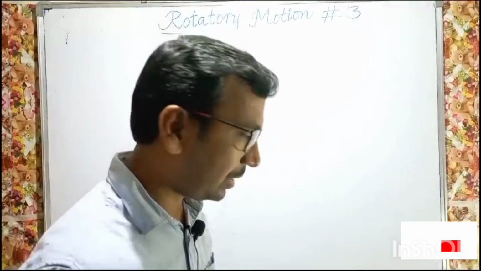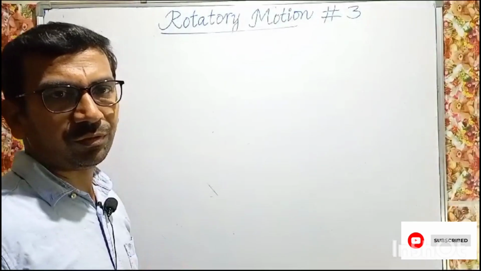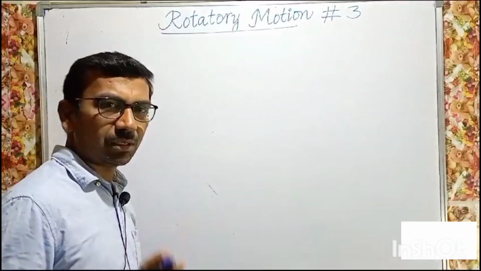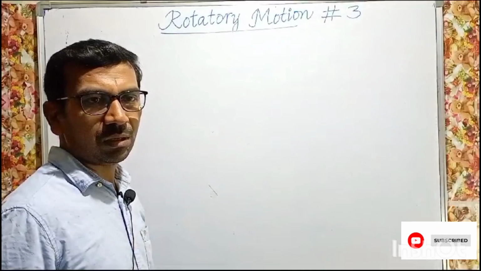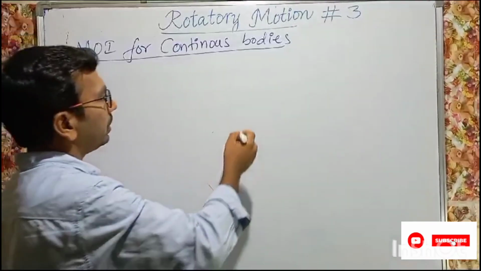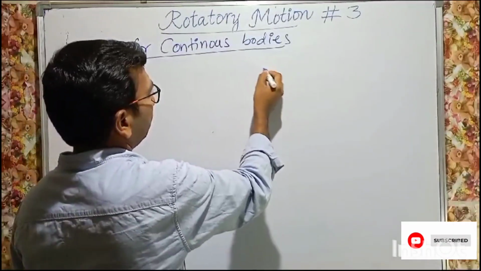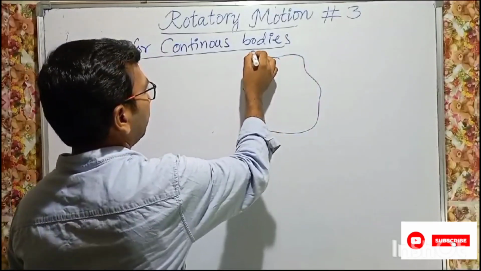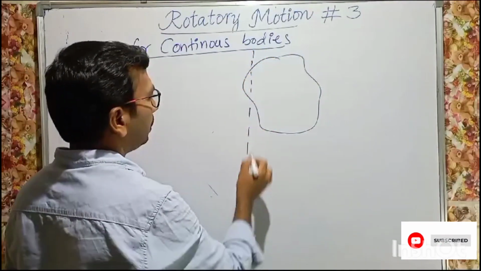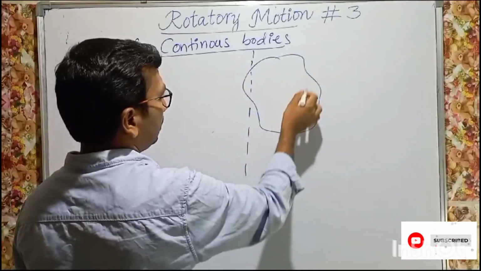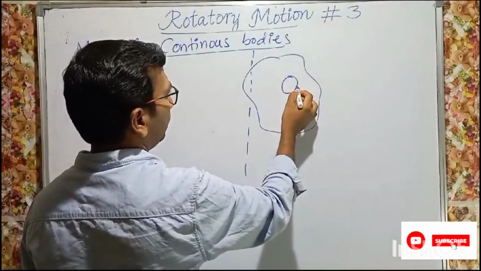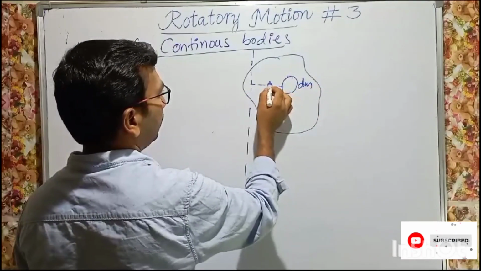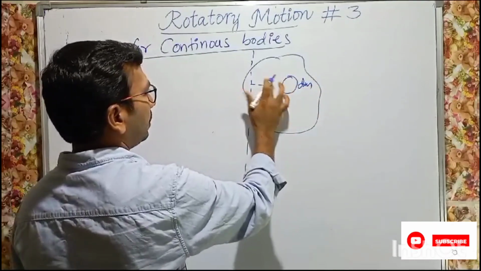Today we are going to discuss moment of inertia for continuous bodies. Suppose you consider one rigid body. This is the axis of rotation. I will consider this small portion of the body, dm. This is at a distance r from the axis of rotation.